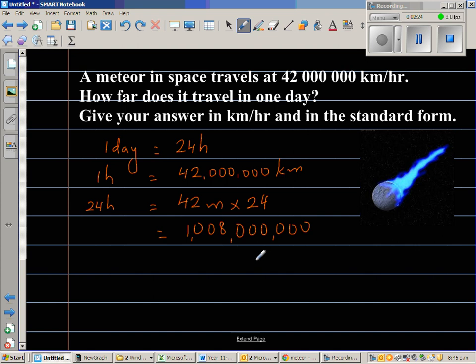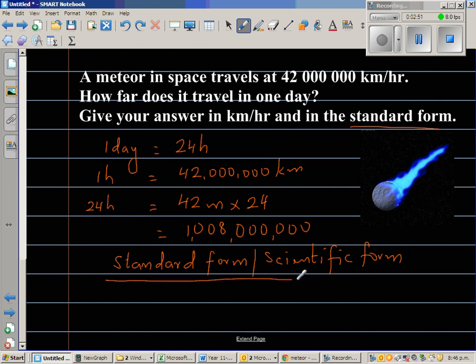Now you want to write this in the standard form or the scientific form. So what is standard form or scientific form? Let me first explain that. Standard form, in some books they call the scientific form. Scientific form is a form where you write the number using two parts.